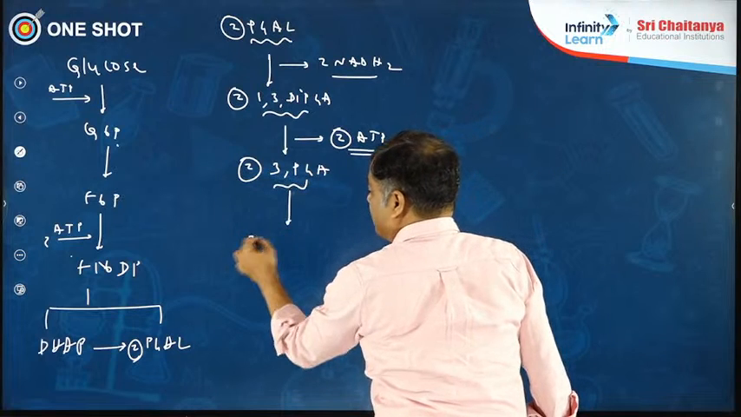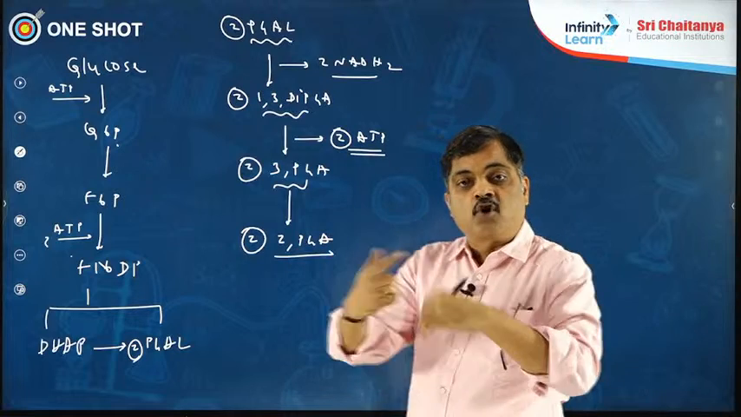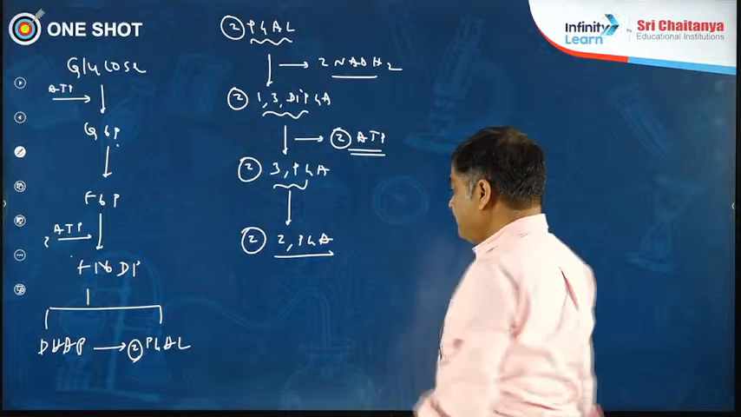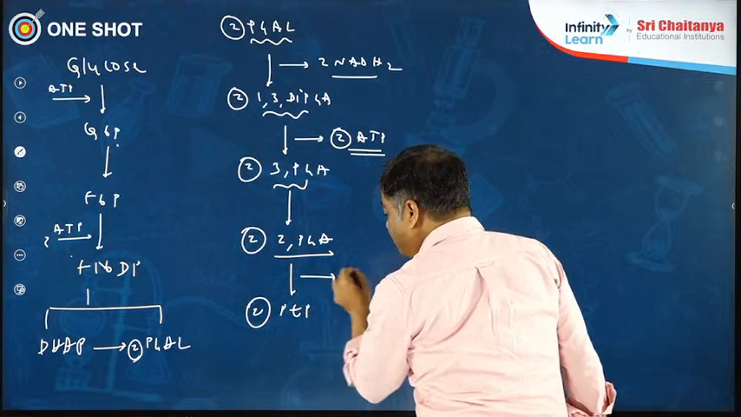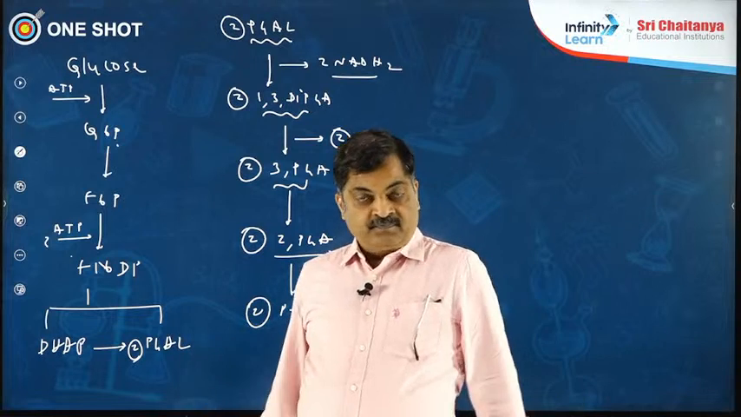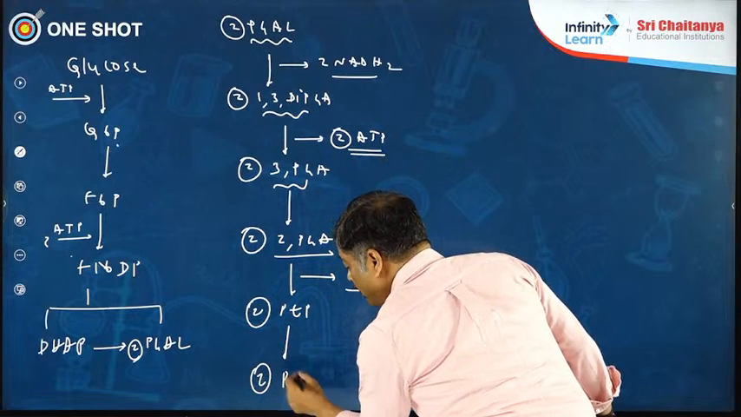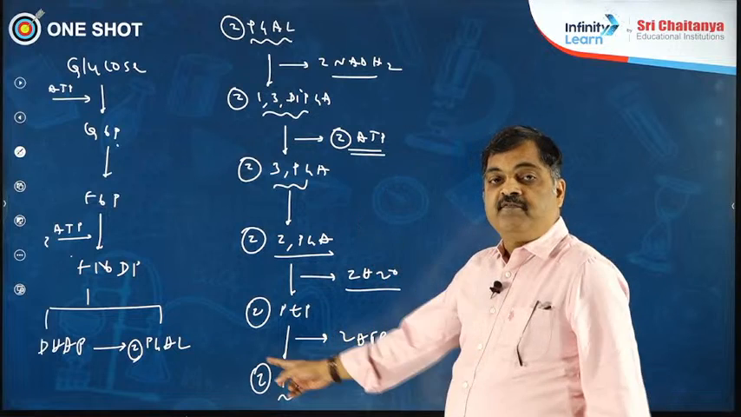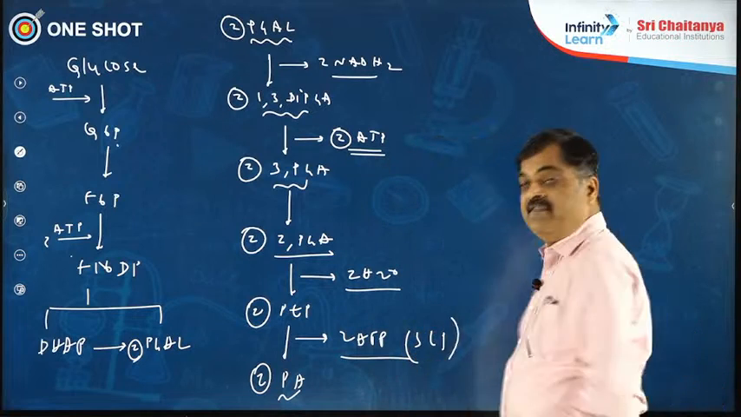2 molecules of 3 PGA to 2 molecules of 2 PGA. This type of reaction is an intramolecular shift, positional isomers. Enzyme name not isomerase, mutase. 2 molecules of 2 PGA are converted to 2 molecules of PEP, in which 2 molecules of water are lost. Dehydration. Enzyme name: enolase. PEP is converted to 2 molecules of pyruvic acid. 2 ATP are formed. Type of reaction: dephosphorylation or substrate level phosphorylation. Very easy one to remember.